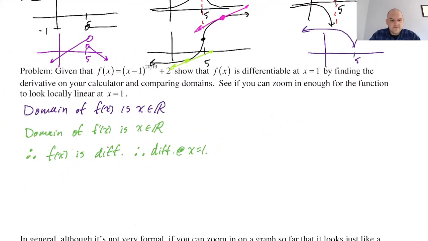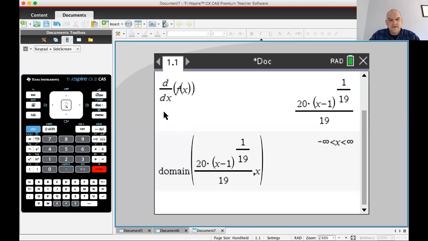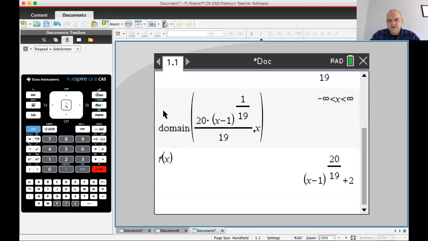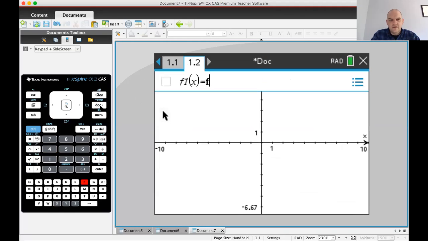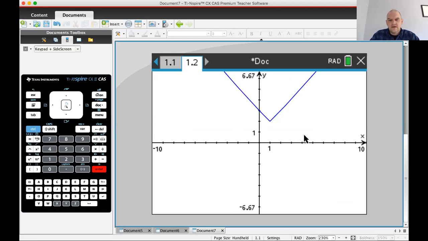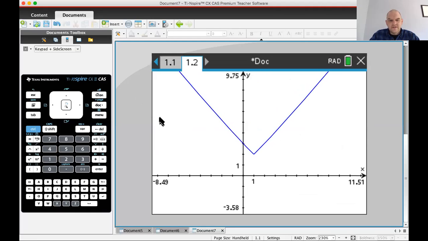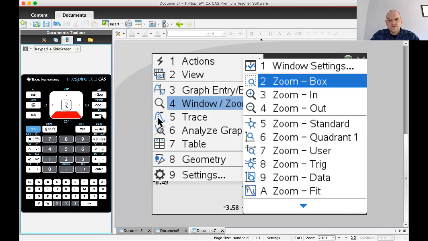See if you can zoom in, make it locally linear. All right, let's go back to the calculator and see if we can do that. So we're here, and I defined f of x, right? So I have that. So I'm going to add a graph page and graph f of x. So I want to make it locally linear, so I have to zoom in.